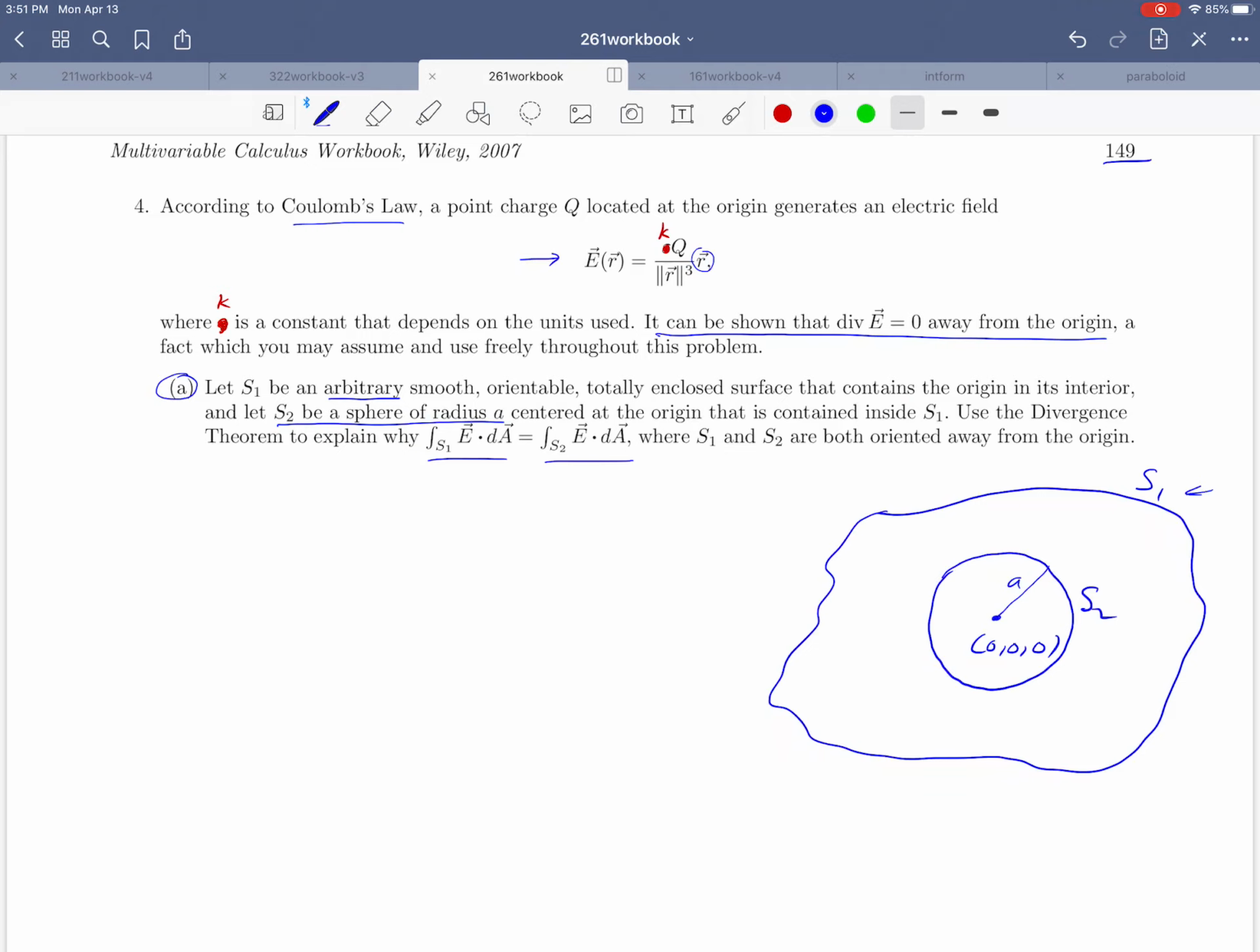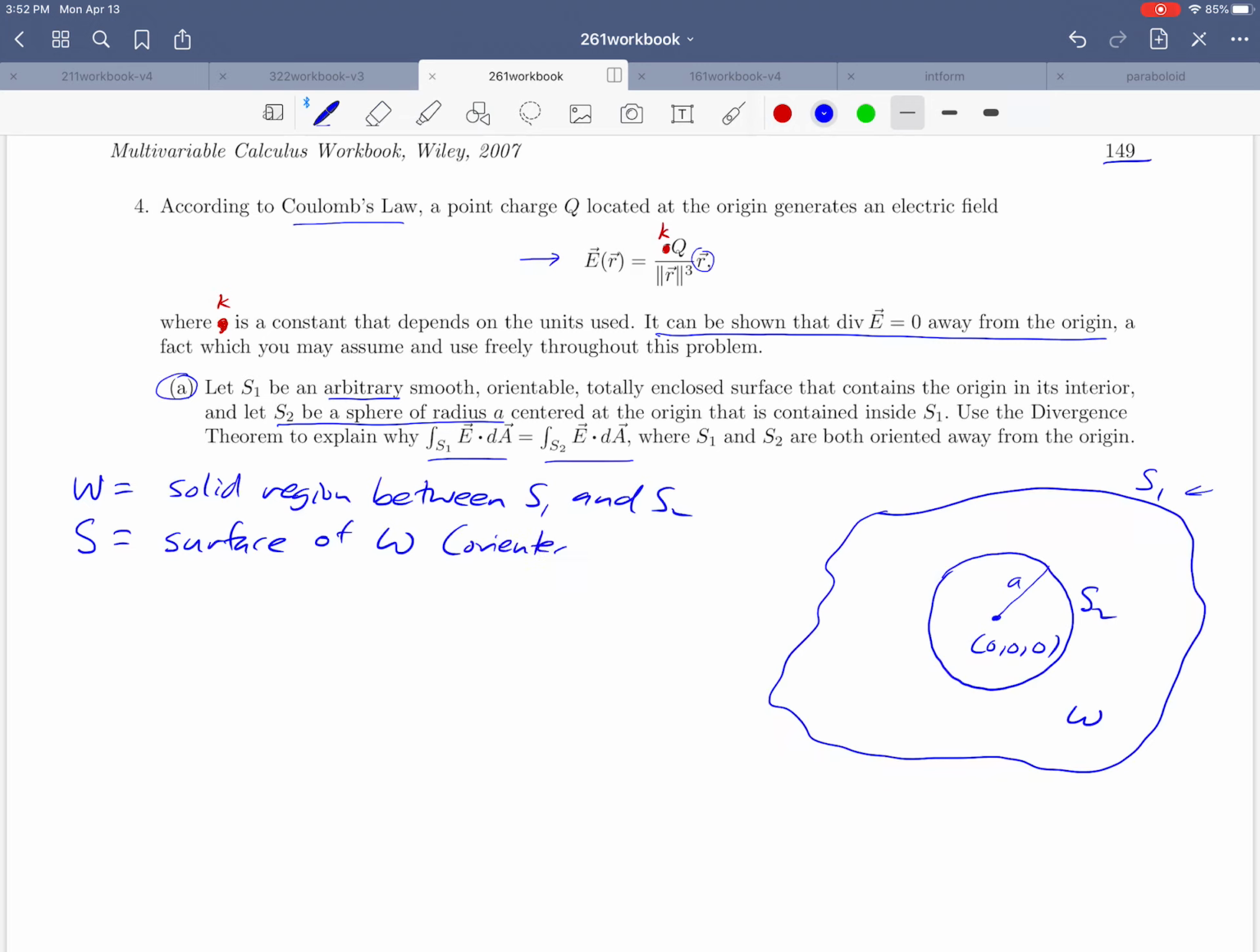Well, it turns out the key is to start by thinking about the region that's inside these two surfaces. I'm going to give that a name. W is going to be the solid region between S1 and S2. In our picture, W would be sitting in here. Remember, you're seeing a two-dimensional slice of this. Really, S1 and S2 are blobs, and W is like a lump of clay with a little hole in the center of it, with that S2. Once we've chosen that solid region, let's give a name to the surface of the solid region. I'm going to call it S, and give it the outward orientation.